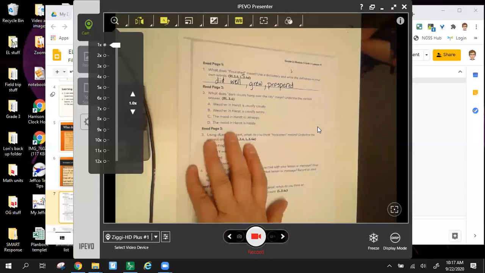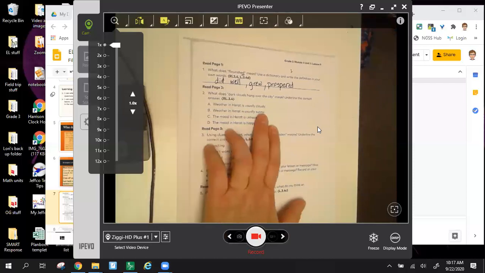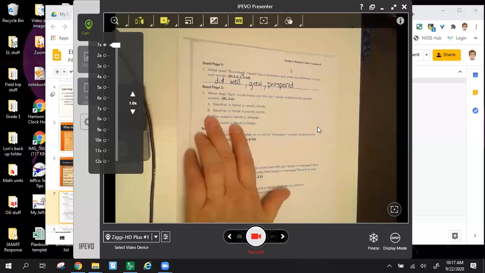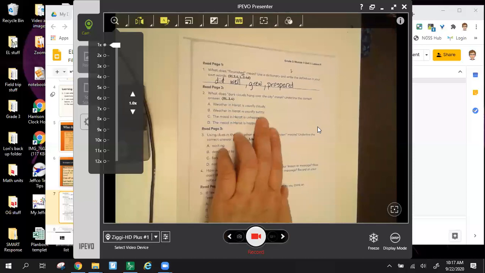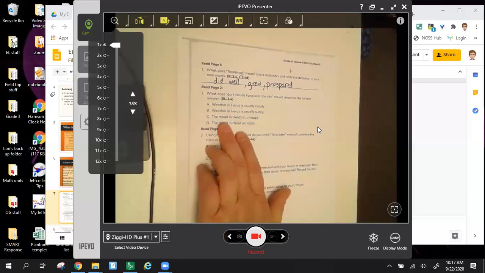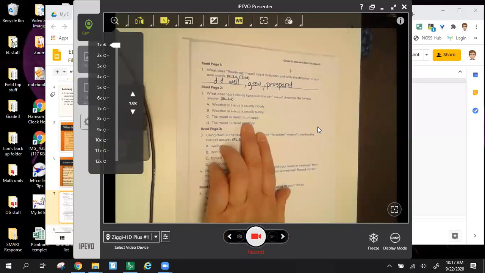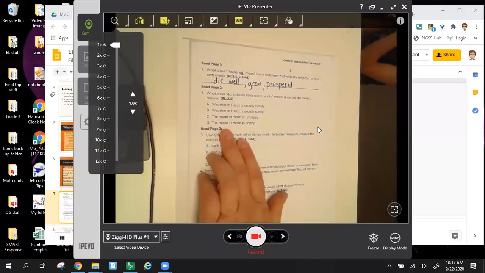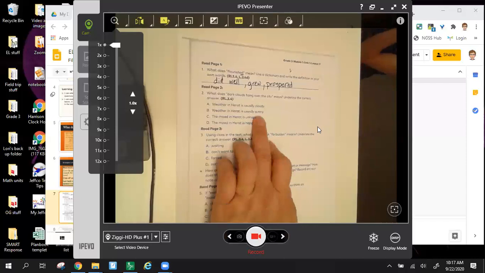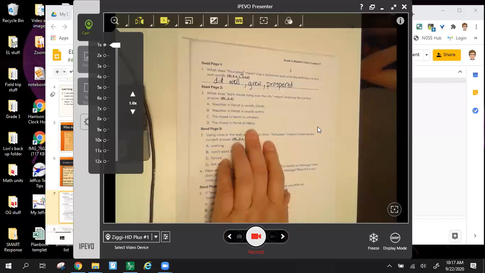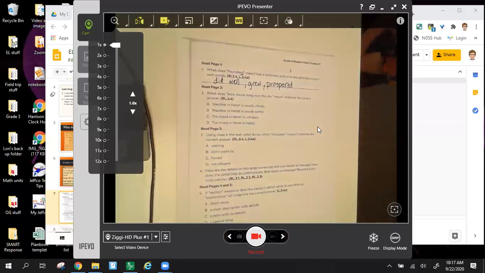A, weather in Herat is usually cloudy. Weather in Herat is usually sunny. The mood in Herat is unhappy. The mood in Herat is happy. So unhappy versus happy, those words are entirely different. So we're going to go back to our strategies. Are there any answers that anybody feels like I can cross out that are not an option? Oh, lots of hands. Good job, Cole.